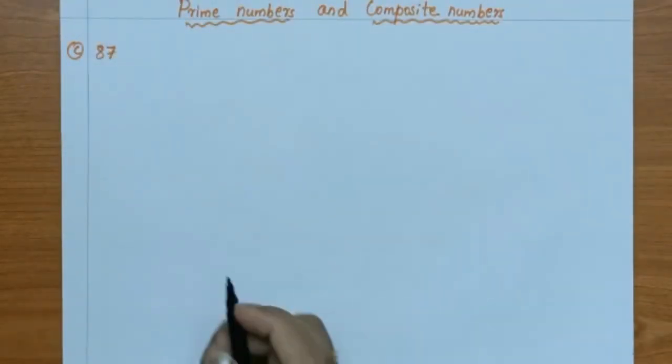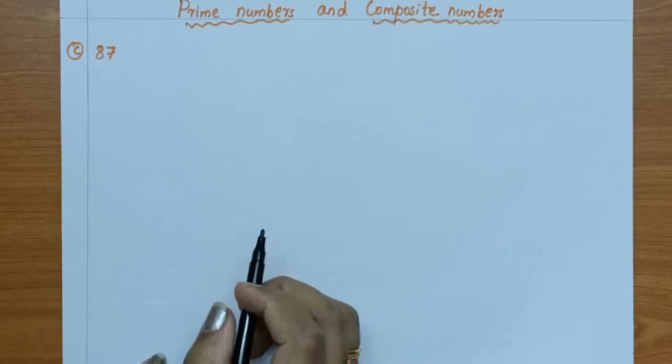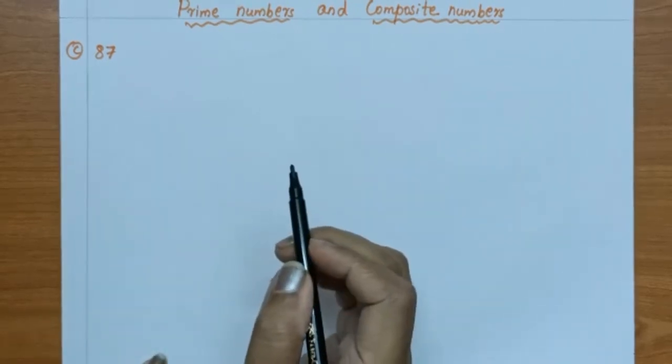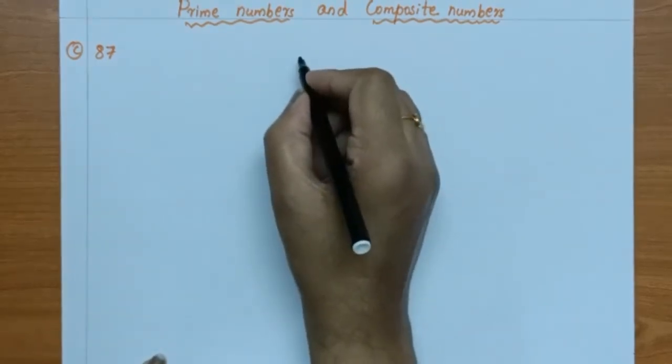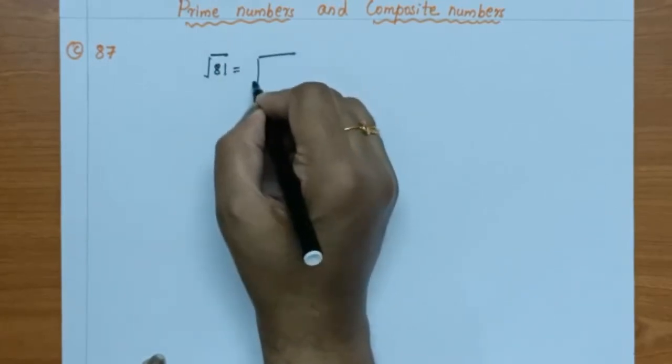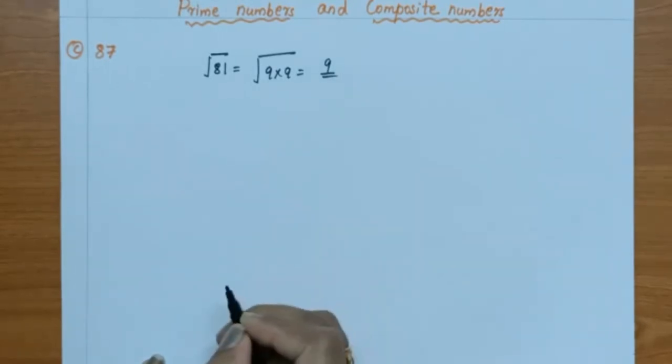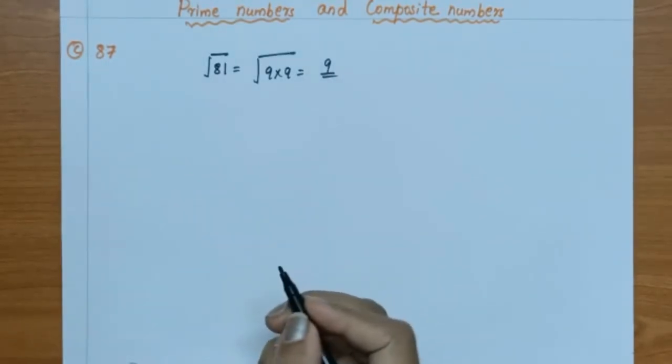Now, question number C, 87. Same as before, we have to find the nearest or smaller square number than 87. So 9 nines are 81. The square root of 81 will be the square root of 9 into 9, that is 9. We have to check which all are the prime numbers smaller than 9.